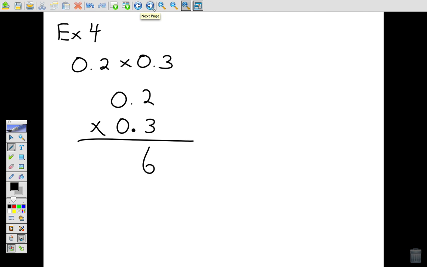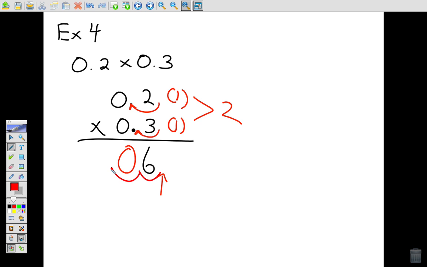Here's how you do this. From the right, how many times was the decimal moved here? Once. And from the right, once here, right? So it's moved a total of 2 times. So what I need to do is, from the right, add some zeros in front so I can move it 2 times. So my answer then is 0.06.